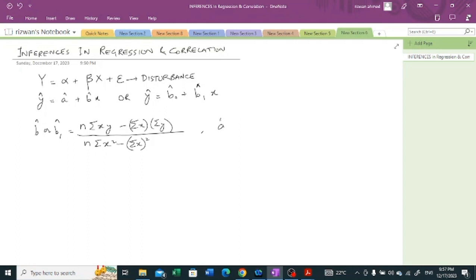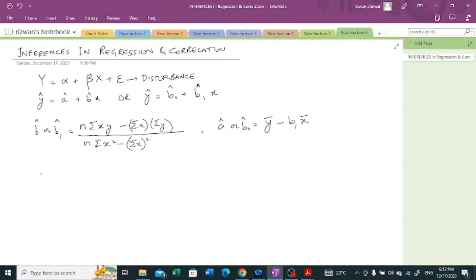Similarly, A hat or B naught is equal to Y bar minus B1 X bar. This is how we determine the slope, gradient, or intercept of the regression model. Now what I have done, I have entered the data in the calculator already, and I have determined these two values directly from the calculator.